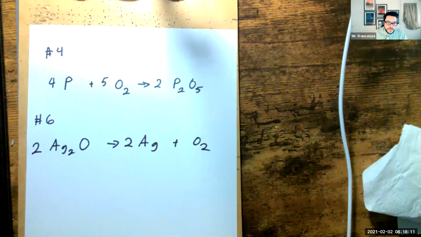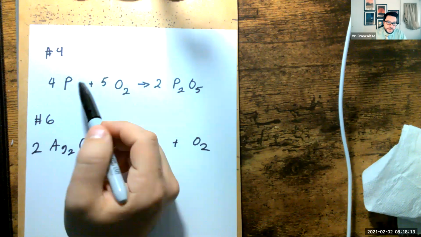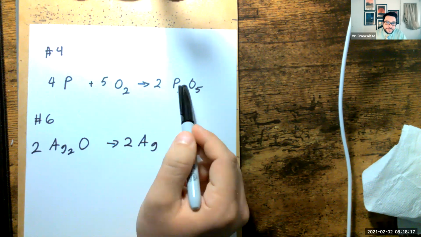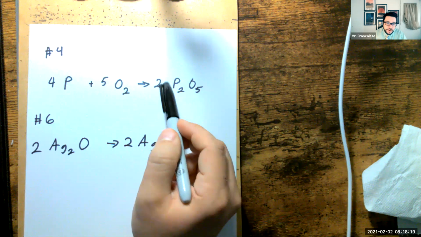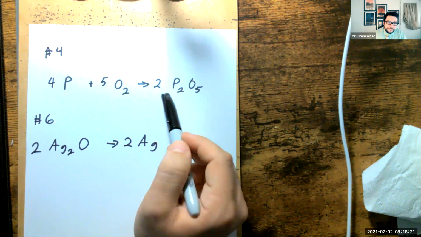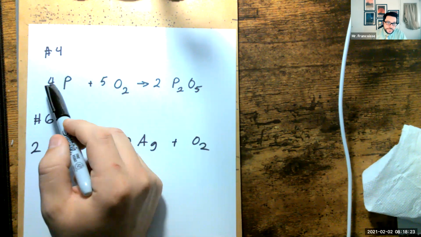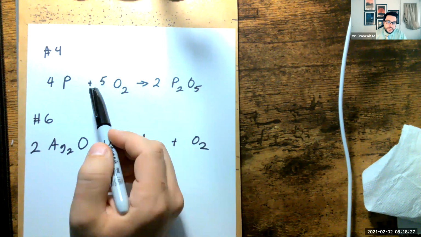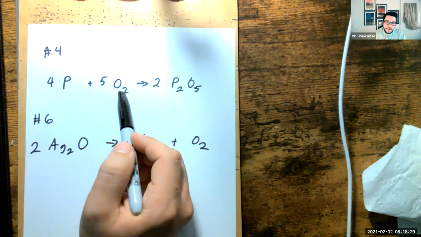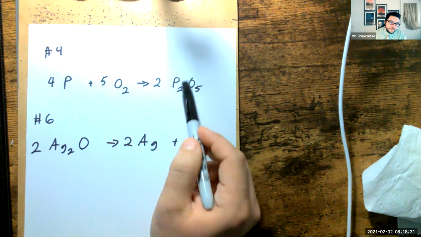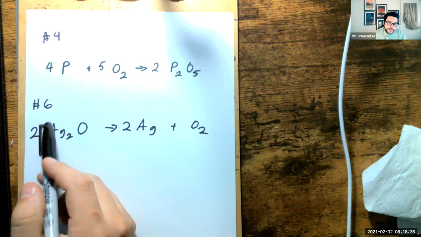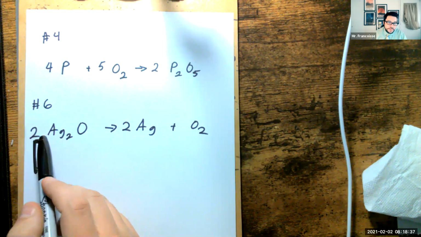So number 4, you should have 4 phosphorus, 5 O2. On this side, 2 is going to be our coefficient. So if we count it, 4 times 1 is 4, 2 times 2 is 4. So phosphorus is good. 5 times 2 for oxygen is 10. 2 times 5 is 10. So that's balanced.